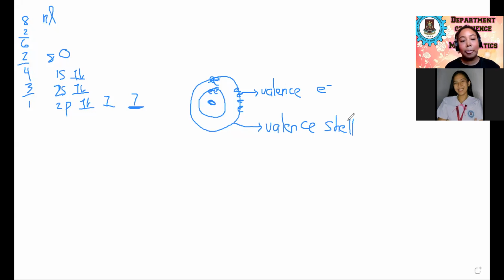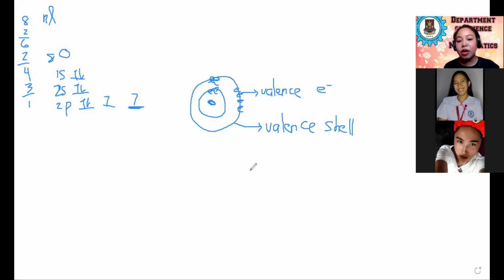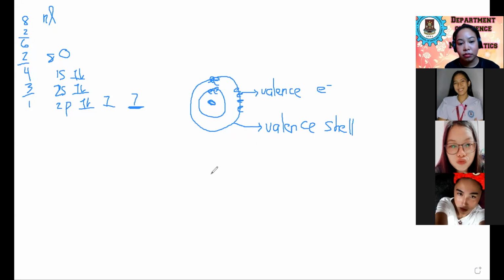Nasabtan? Nasabtan ba? Anyone? Or na question? So, looking at this particular Bohr's atomic model of oxygen, how many valence electrons are there? 4. Again, lantawa og balik. 4 lang ba ka electron na sa valence? 6, ma'am. Okay. So, oxygen has 6 valence electrons. So that is how we count the number of valence electrons.